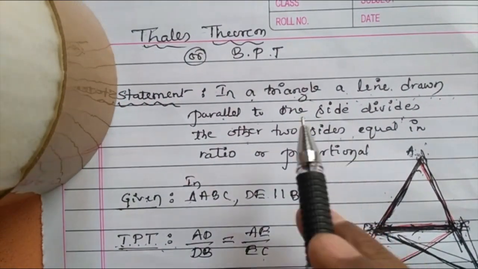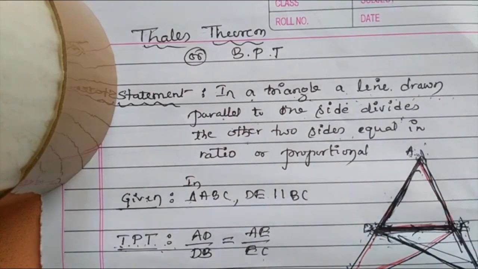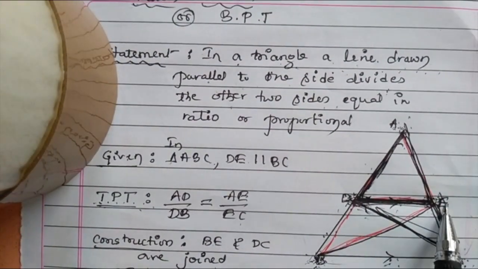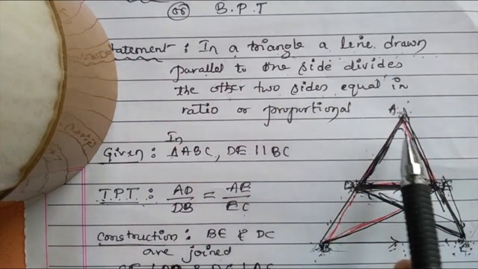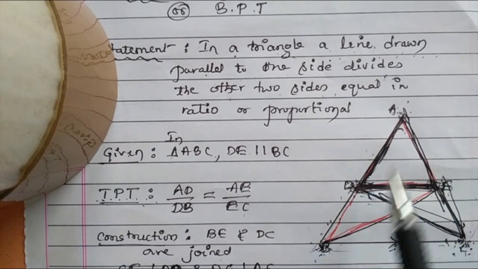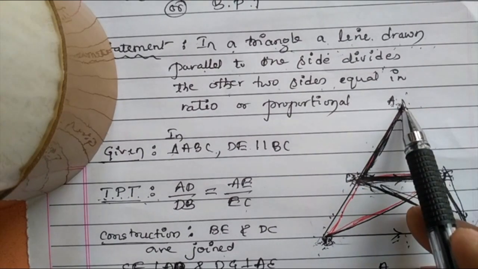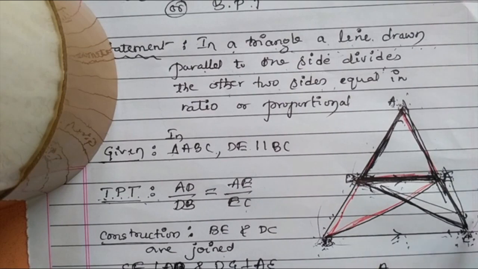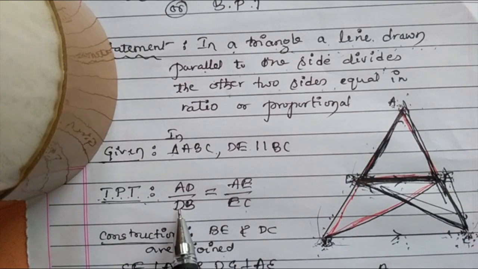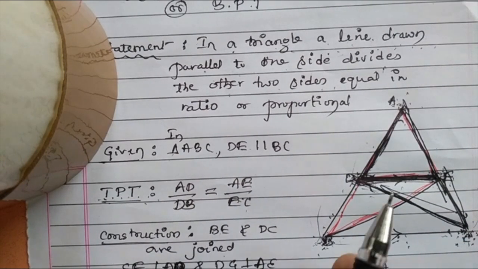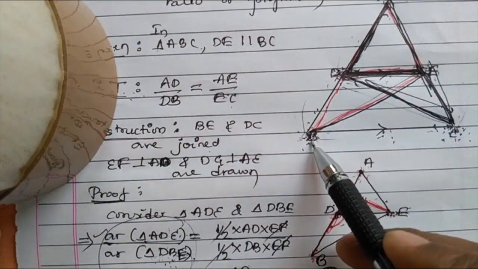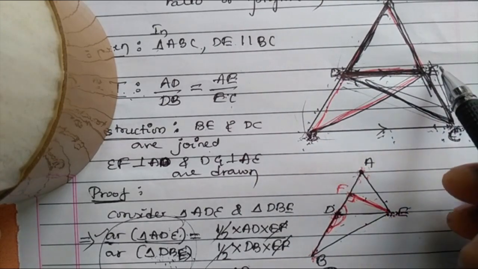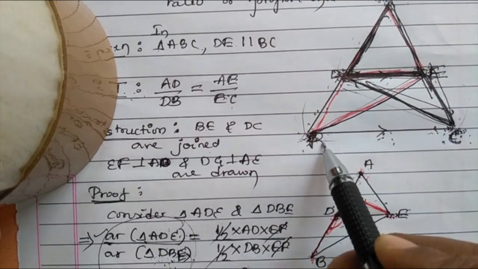Repeat once again. In a triangle, a line is drawn parallel to BC, dividing the other two sides. AB and AC are the other two sides, which are divided into AD and DB parts, and AE and EC parts. Those parts are in equal ratios. For the construction, we have to join BE and DC.